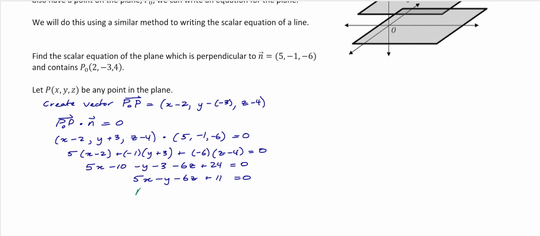So as you can see, ax plus by plus cz plus d is equal to 0, and that's my scalar equation of a plane. Okay, so let's keep going.